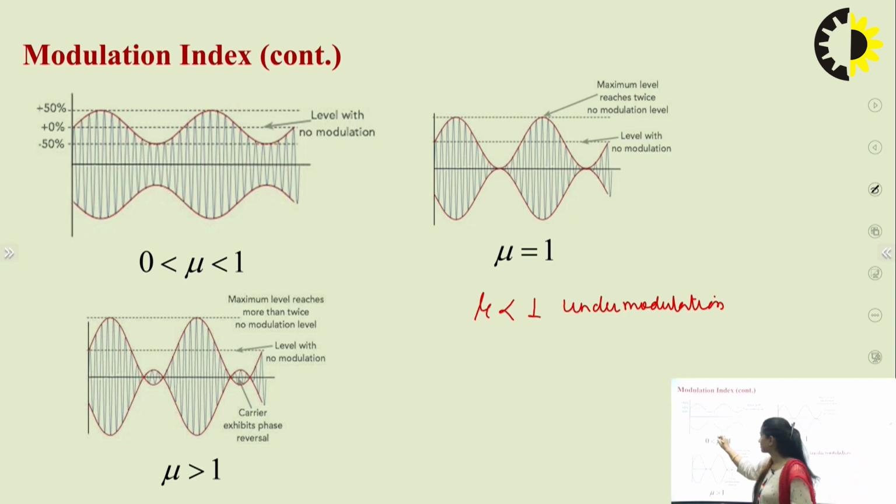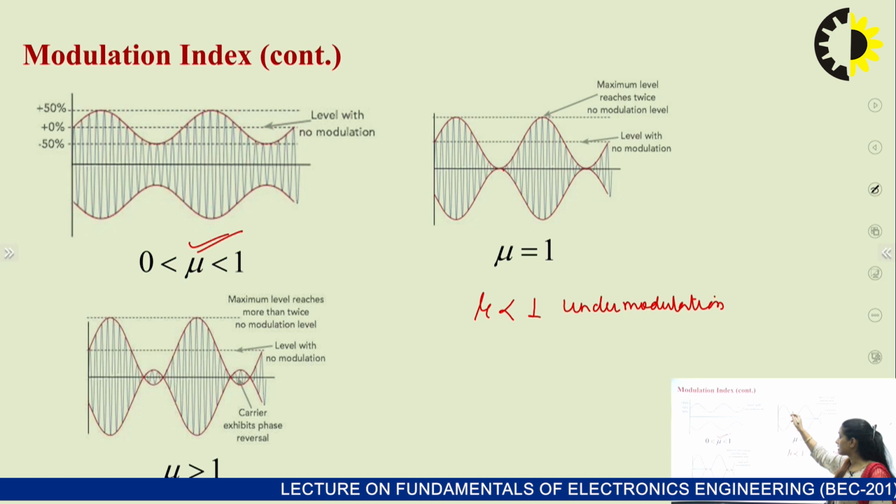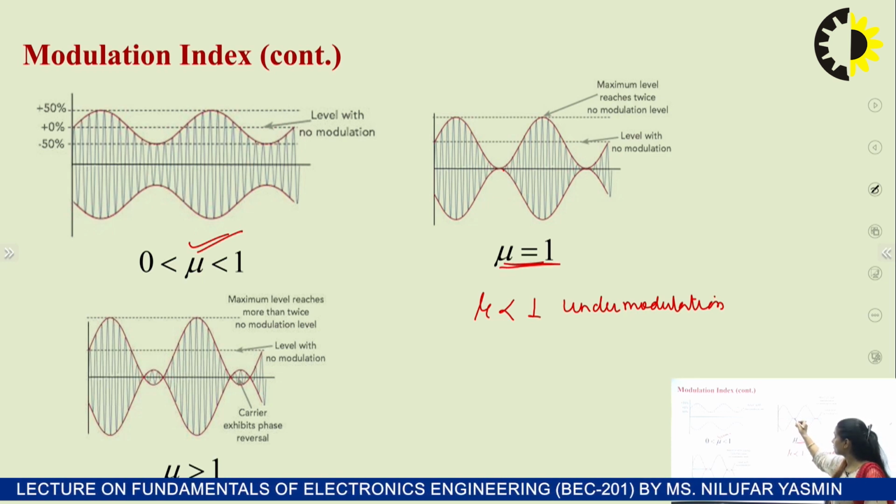This is the case. For all practical communication, mu is considered to be less than 1. It is usually 0.4, 0.5, 0.6, 0.7 and so on. This is the case of ideal modulation, when the ratio of A max minus A min to A max plus A min gives us 1.